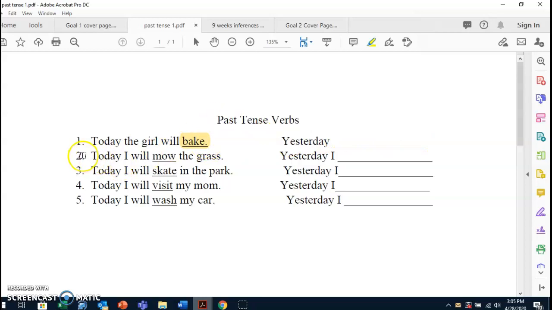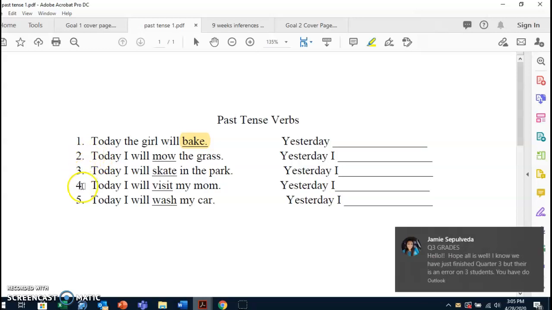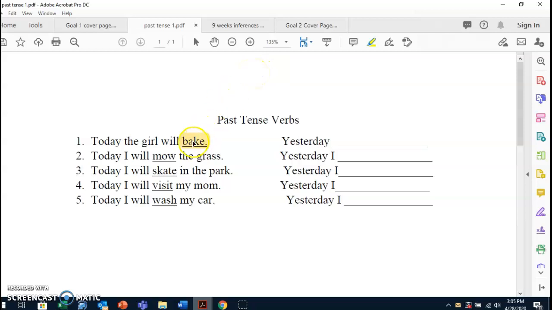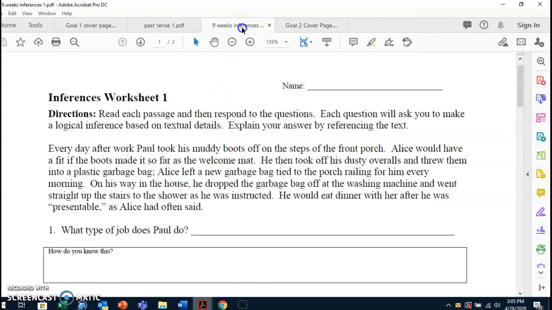So you're going to work on number 2, 3, 4, 5 by yourself, and then you can send me a picture. Remember, all the words ending in ED are talking about past tense. And I'm going to give you an anchor chart as well.